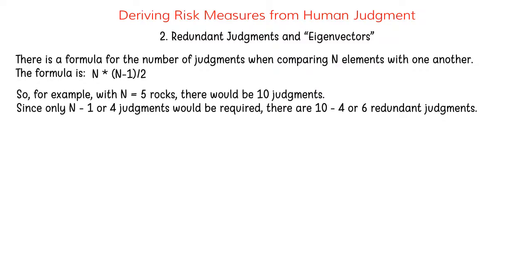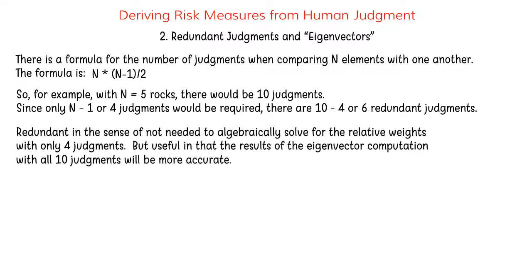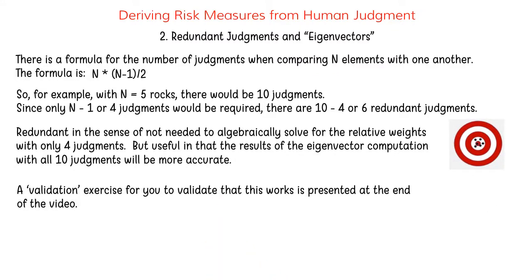Since only n minus 1, or 4, judgments would be required, there are 10 minus 4, or 6, redundant judgments. Redundant in the sense of not needed to algebraically solve for the relative weights with only 4 judgments. But useful in that the results of the eigenvector computation with all 10 judgments will be more accurate. A validation exercise for you to validate that this works is presented at the end of the video.